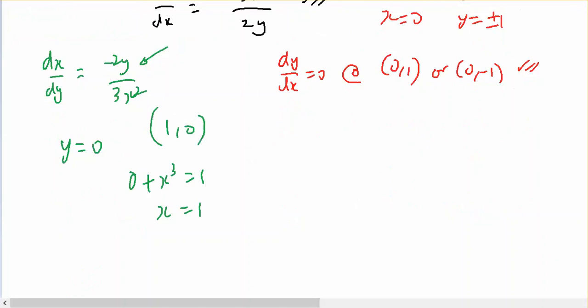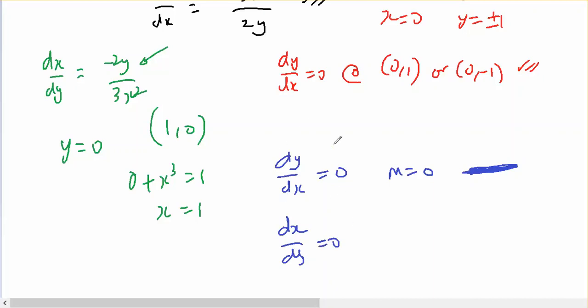Now, a little bit of a think about what dx/dy means. If dy/dx equals 0, the gradient is 0, which means it's a horizontal line at that point with a gradient of 0. dx/dy equals 0, well, that's this flipped upside down, which is sort of like the gradient is 1 on 0 or undefined, which means the graph is totally vertical at that point.